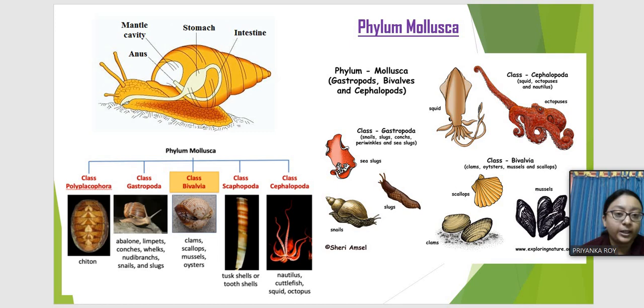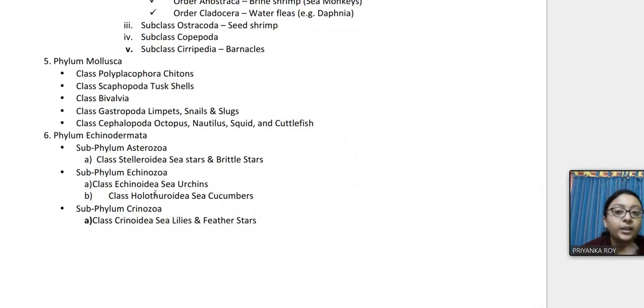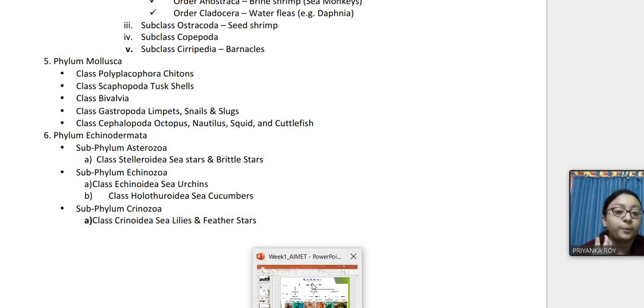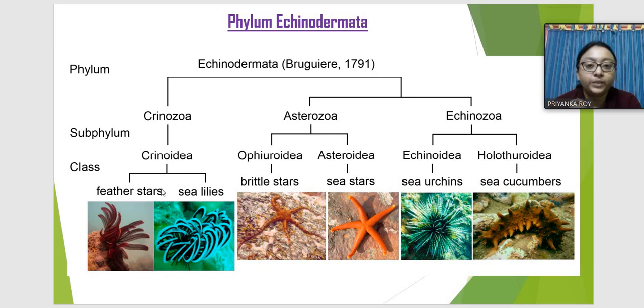Next and the last phylum of non-chordates is called Echinodermata. In echinoderms, like the name suggests, echinus means spine and derma is skin. So echinoderms means the spiny-skinned animals. So here if you see the different classes, from feather stars, sea lilies, brittle stars, sea stars, the starfishes, sea urchins and sea cucumbers, these are all coming under echinoderms, and the main characteristic feature is that they have spiny skin.